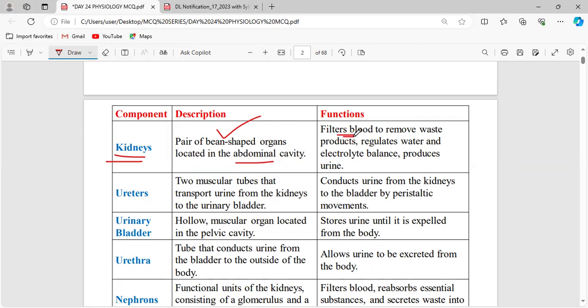All the waste particles present in the blood have to be eliminated from the body. So this kidney is the one filtering the blood to remove the waste products, regulate the water electrolyte balance, and produce the urine. So at last, in the urine we find the waste materials only. All the useful materials get taken back from the blood by the kidney.